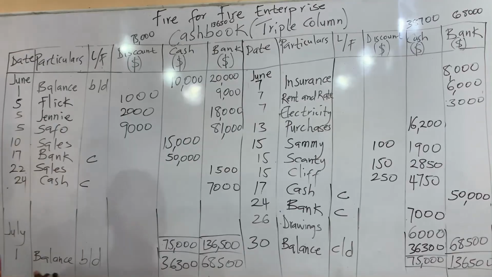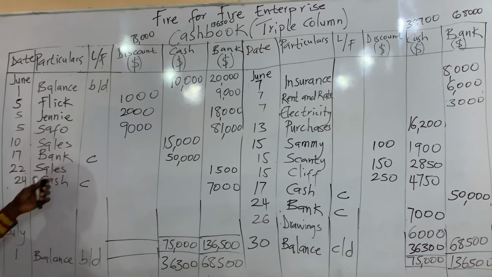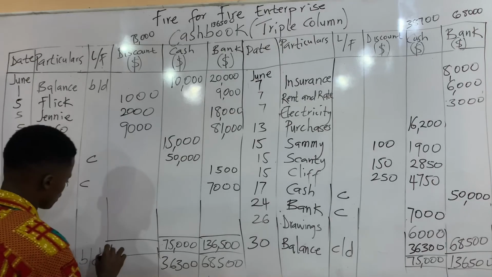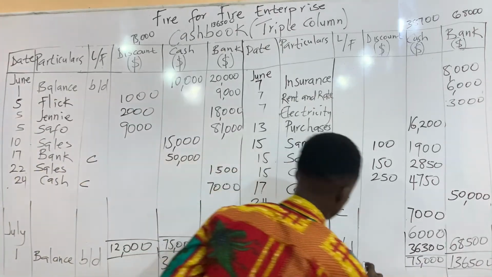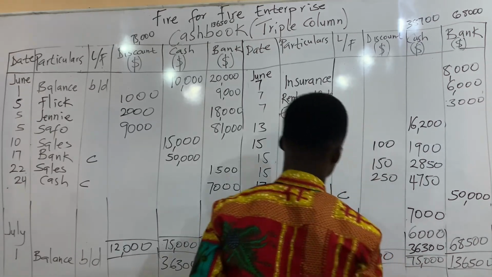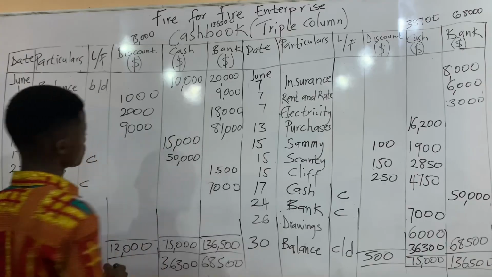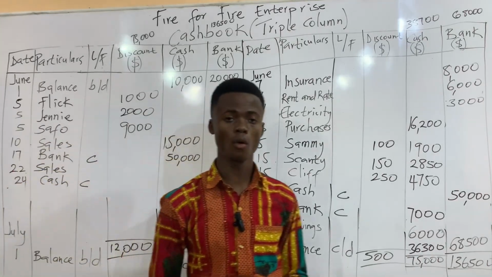So let's try and close off this discount column. So the total for the discount on the debit side amounted to $12,000, and the total for the discount on the credit side is $500. So this is how these accounts are balanced off. So this will be the end of our triple column cash book.